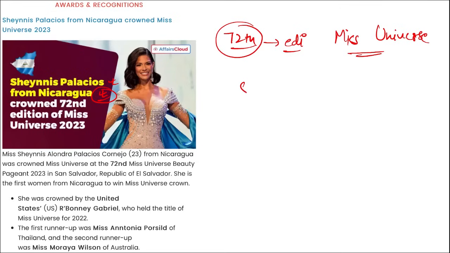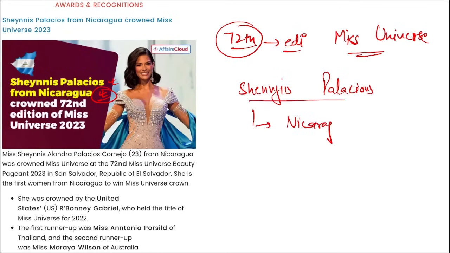She is from where? Shanice Palacios. She is from which country? She is from Nicaragua, right? And she was crowned as the Miss Universe during the 72nd Miss Universe Beauty pageant that was held in 2023. And where was this beauty pageant held? This was held in El Salvador, correct? And she became the first woman from Nicaragua to win the Miss Universe crown.